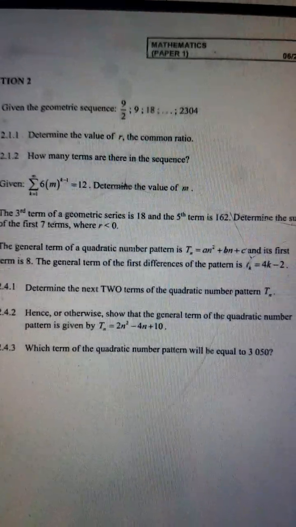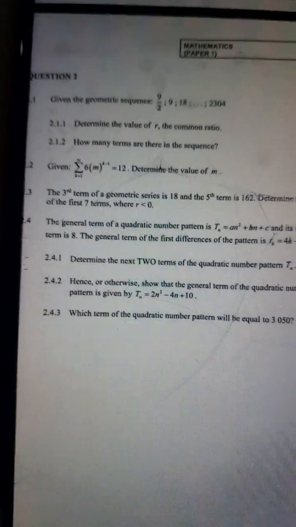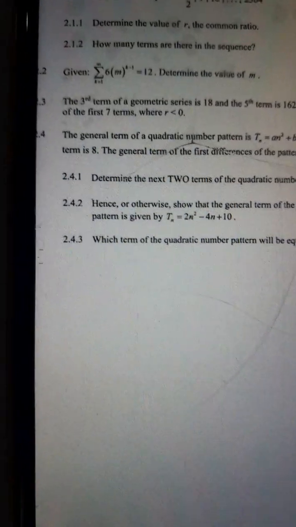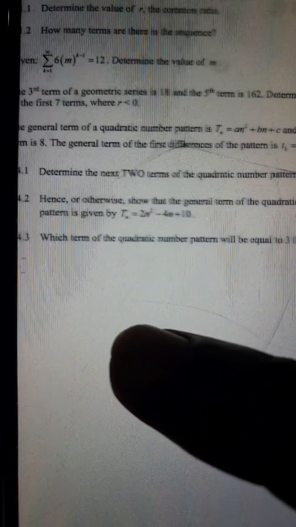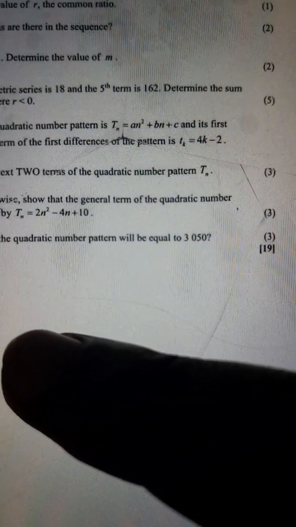Hi guys, we are still on question 2. Remember when we left our video on part 1, we were at 2.4, and we were supposed to get two terms, to determine the two terms of the quadratic number pattern. That's 3 marks, right?